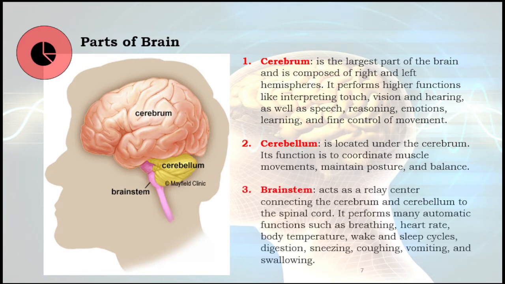The third one is what we call as the brainstem. It acts as the relay center, connecting the cerebrum and the cerebellum to the spinal cord. It performs many automatic functions such as the breathing, heart rate, the body temperature, wake and sleep cycles, digestion, sneezing, coughing, vomiting, and swallowing.